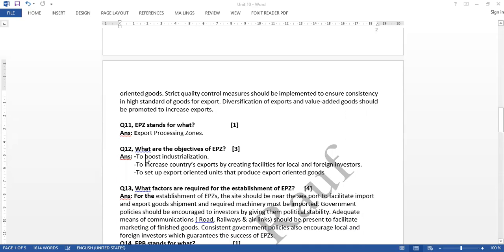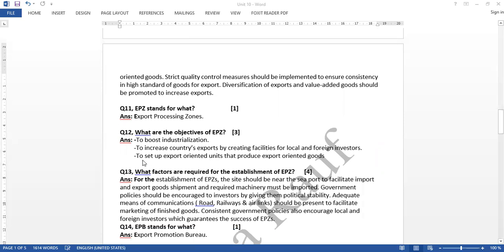Now we will discuss the objectives of EPZs. Objective number 1 is to boost industrialization. Number 2, to increase countries' exports by creating facilities for local and foreign investors. Number 3 is to set up export-oriented units that produce export-oriented goods.